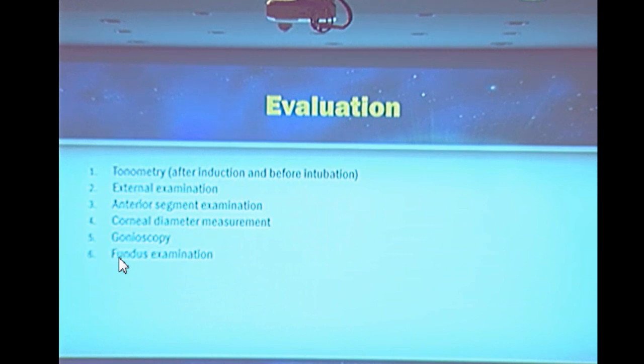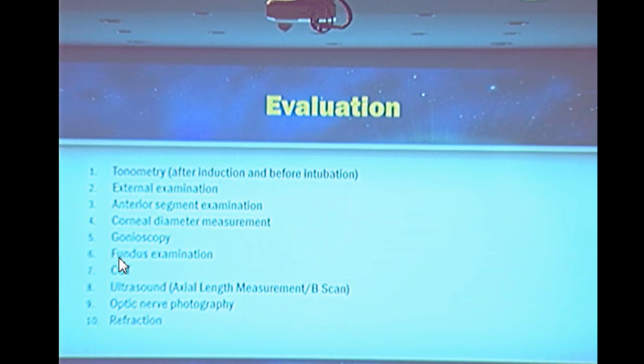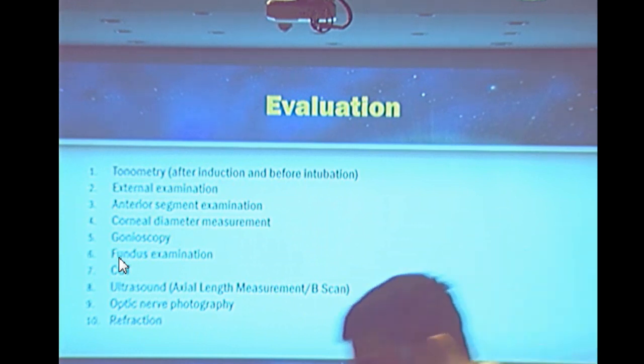If the media is clear, you can evaluate the disc and so on. You can take the central corneal thickness, axial length, scan if you want, optic nerve photography, and even refraction if the media allows you to do so. So this is the evaluation. But as I told you, in about 98 percent of cases I don't remember that I made the diagnosis under general anesthesia, and even when I do, I'm still not comfortable with that.